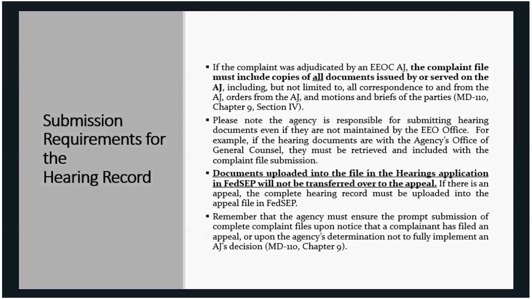Regardless if there was a summary judgment or hearing was held, or if the complainant withdrew their hearing request, all the documents must be submitted. The agency is responsible for submitting hearing documents even if they're not maintained by the EEO office. For example, if the hearing documents are with the agency's Office of General Counsel, they must be retrieved and included with the complaint file submission.